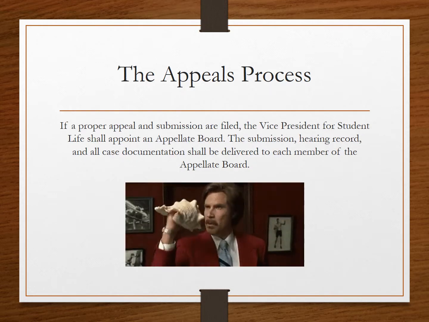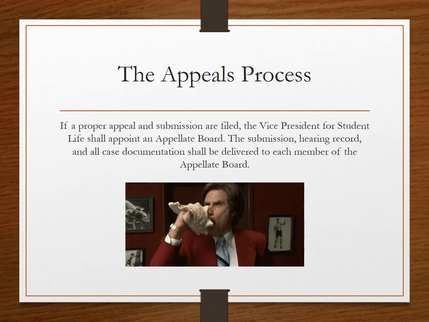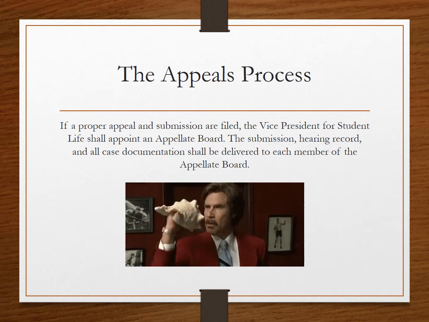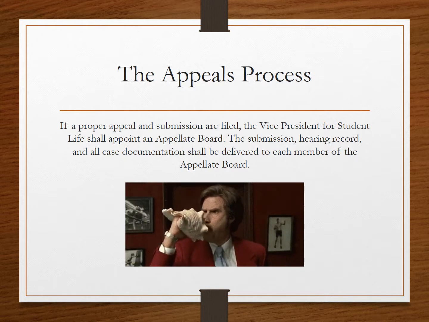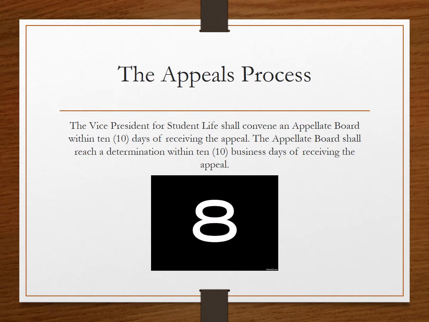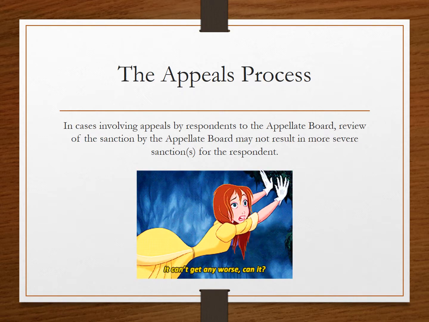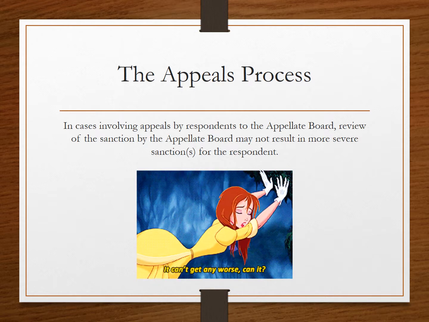If a proper appeal and submission are filed, the Vice President for Student Life shall appoint an appellate board. The submission, hearing record, and all case documentation shall be delivered to each member of the appellate board. The Vice President for Student Life shall convene an appellate board within 10 days of receiving the appeal. The appellate board shall reach a determination within 10 business days of receiving the appeal. In cases involving appeals by respondents to the appellate board, review of the sanction by the appellate board may not result in more severe sanctions for the respondent.